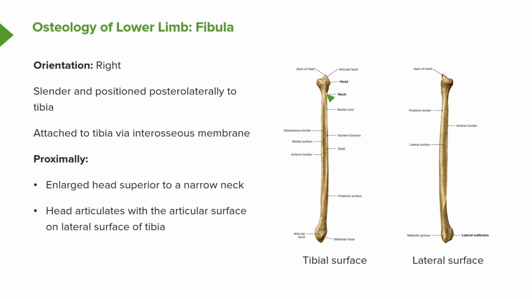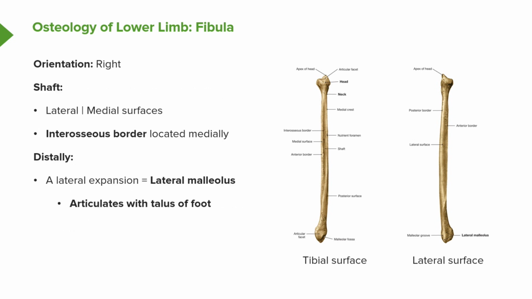The head articulates with the articular surface on the lateral surface of the tibia. So here we can see an articular facet which allows the head of the fibula to articulate with the tibia. As we go down the shaft, we see we have lateral and we have medial surfaces. We have an interosseous border where the interosseous membrane will pass between the two, and we also have this posterior border which we can see here.